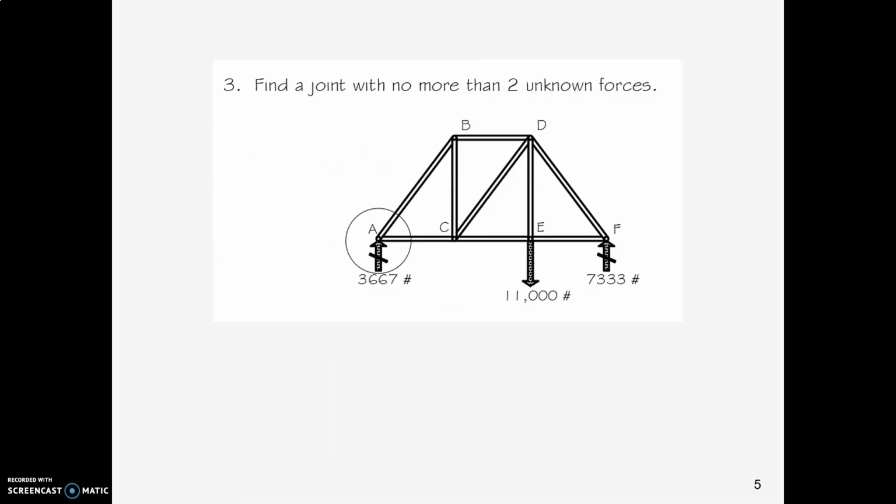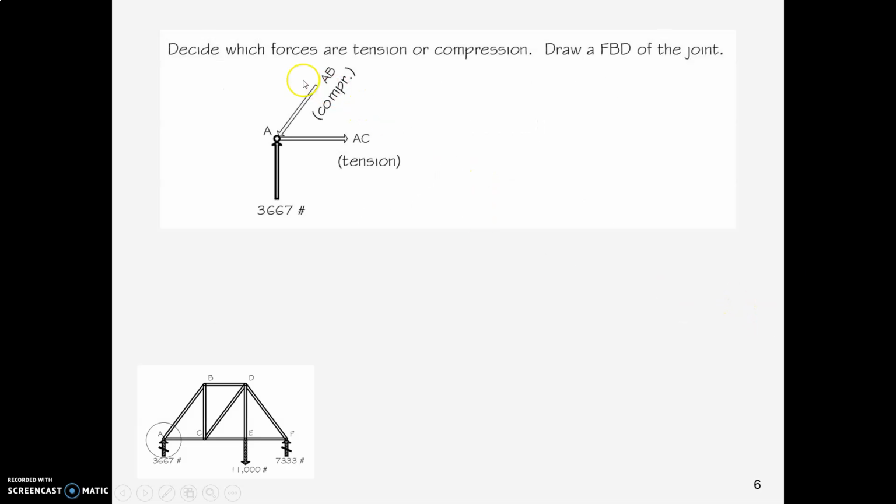Because now I'm going to go on to step 3. Find a joint with no more than 2 unknowns. Well, I could start at A and I could start at F. I'm starting at A for no particular reason. So I will make a free body diagram of the joint at A. And think about what direction these things are going.